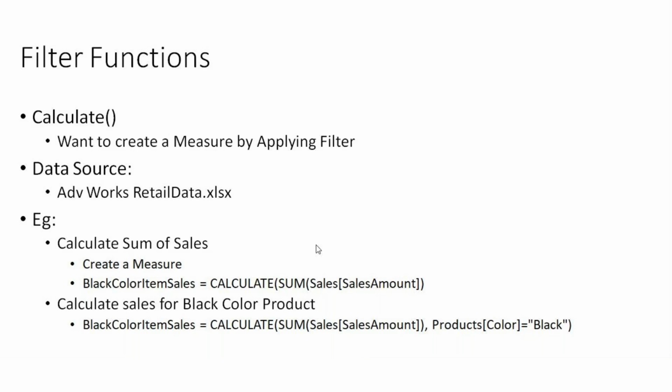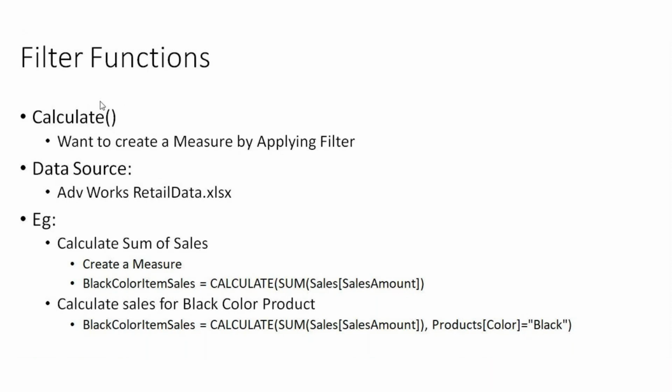For example, the simple example is that calculate sales for the black color product. Okay, so I want to get only the black color product. So there's a filtering going on. It is equivalent to where clause. Select sum of sales from the sales table where product color equals to black. Something like that I wanted to perform. So calculate is going to be calculating by applying some kind of a filter. Clear? So that is the need for the calculate filter.